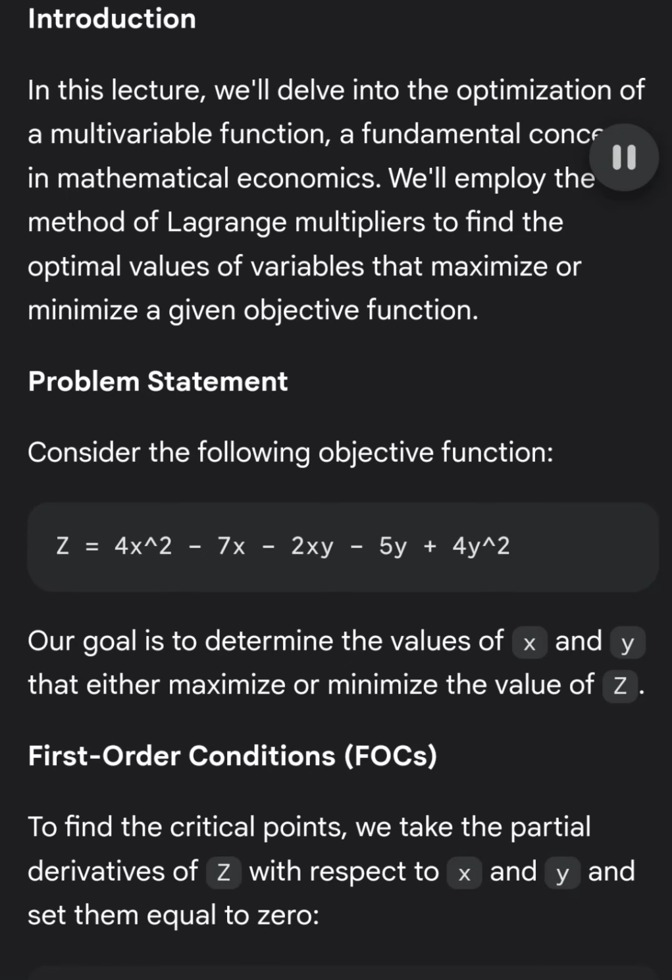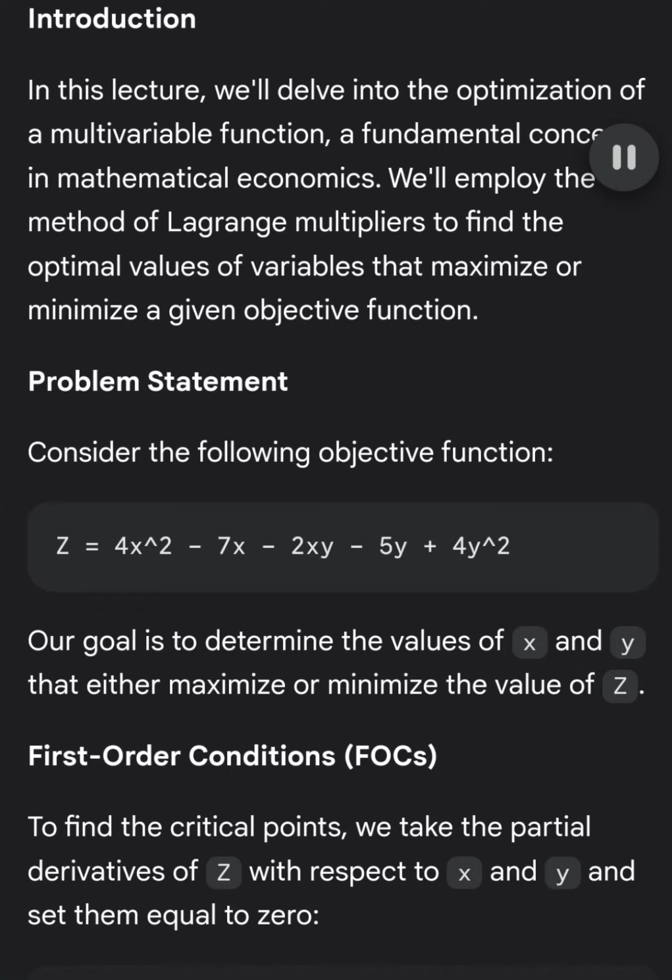Introduction. In this lecture, we'll delve into the optimization of a multivariable function, a fundamental concept in mathematical economics. We'll employ the method of Lagrange multipliers to find the optimal values of variables that maximize or minimize a given objective function.